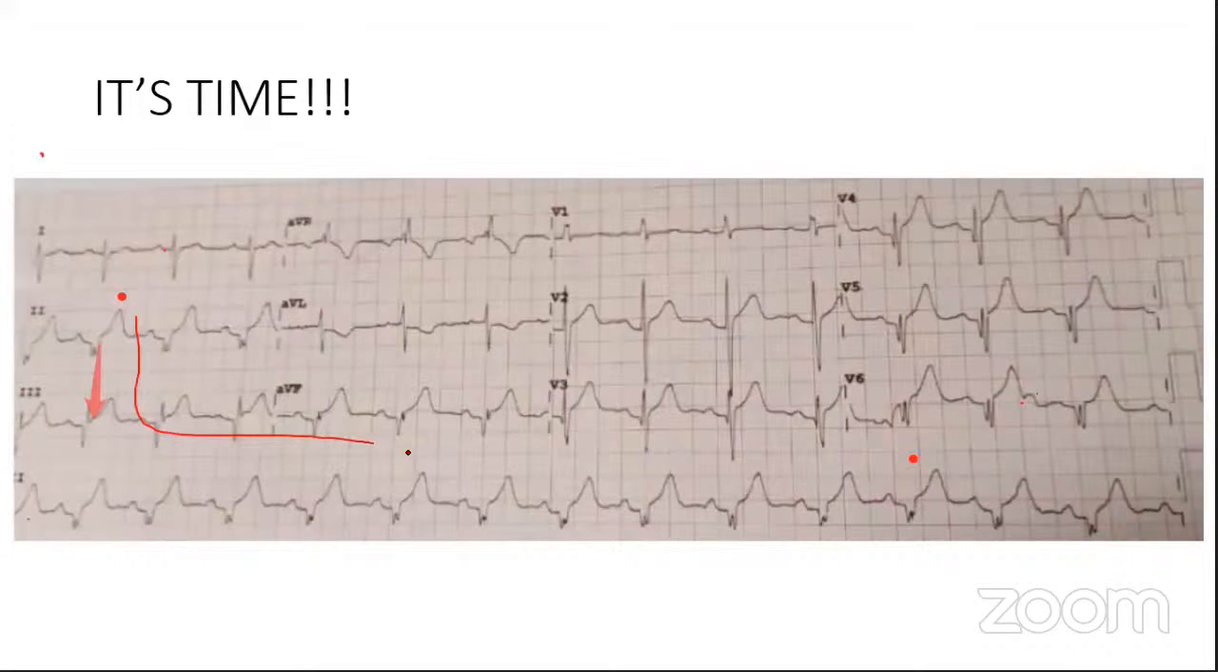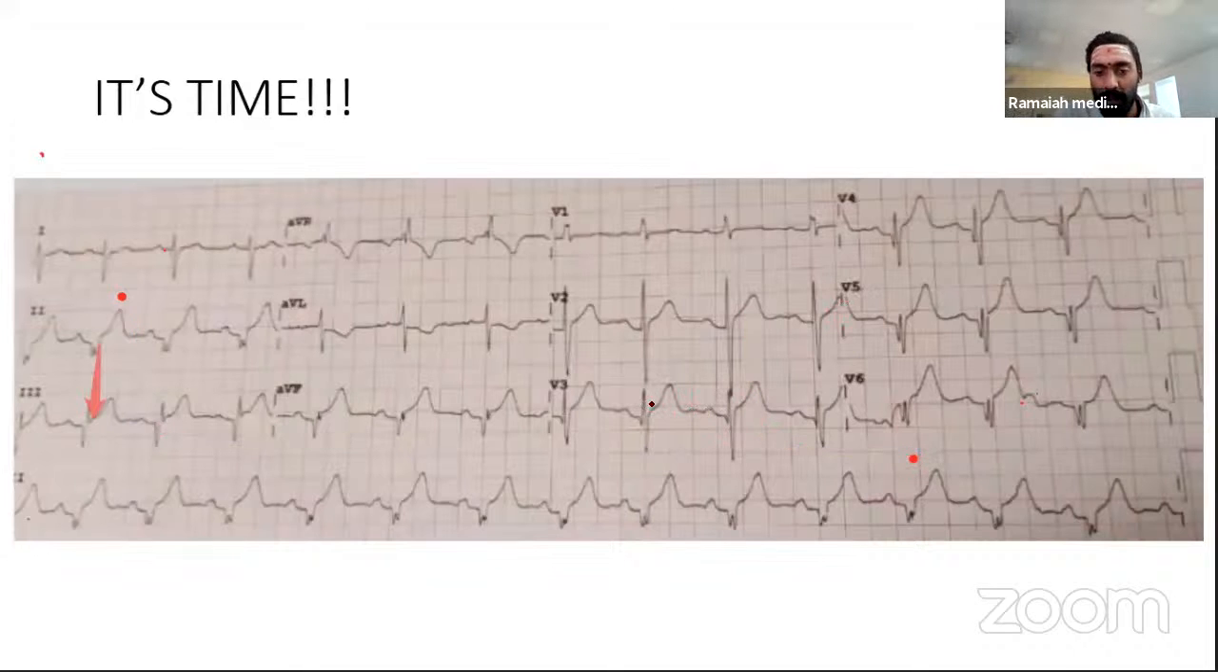Yes, sir. Anything you have seen? So Q is there. There is an R wave progression that is a little wrong. Then there are Q waves in the anterior leads as well. And we have an extreme axis. Okay.